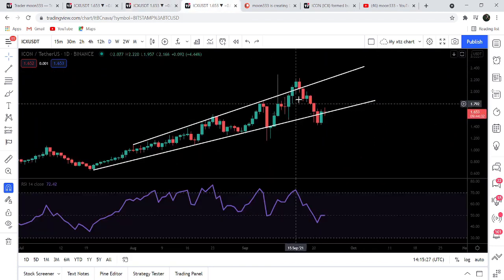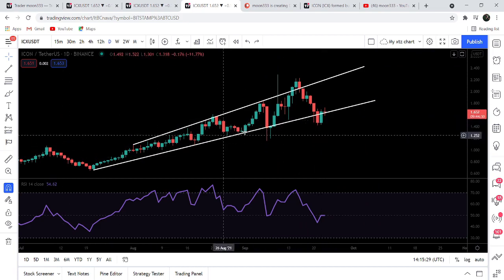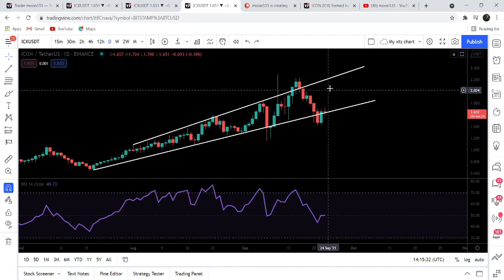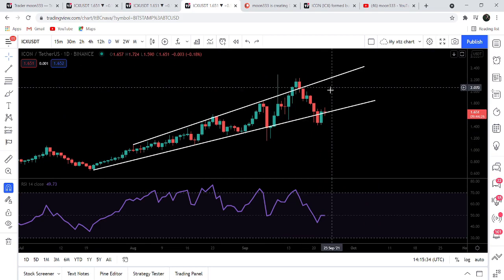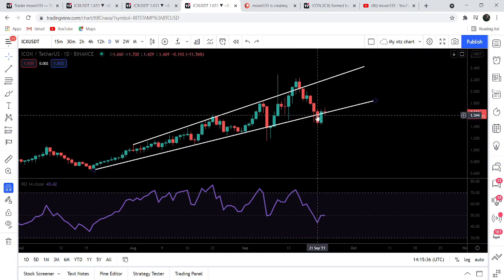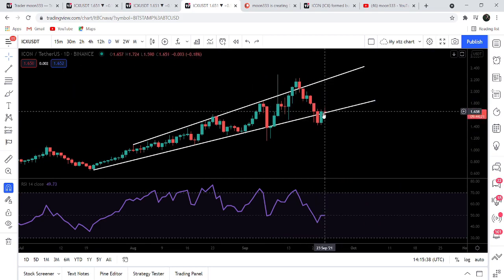Right now we need to take care of this support. We need to watch out for this support, whether the price line is going to move up from here or it is going to break down, and I'm expecting that it will be moved up from here.